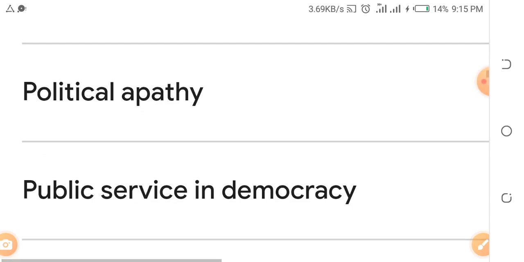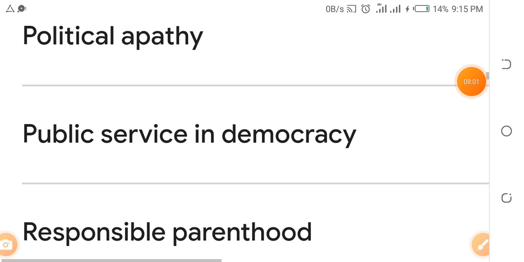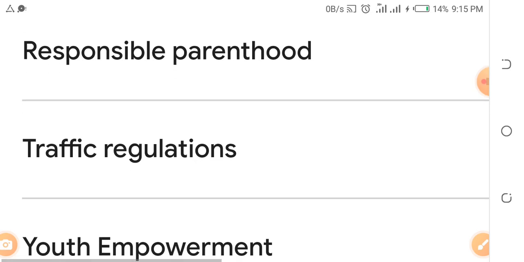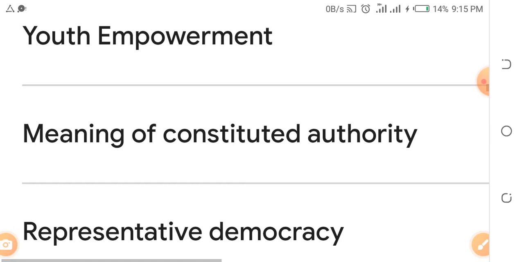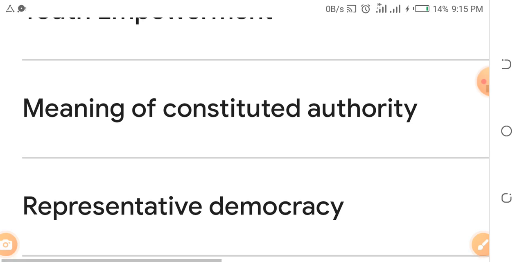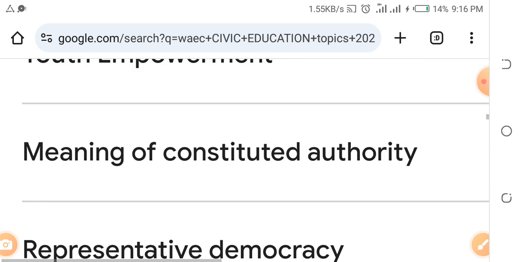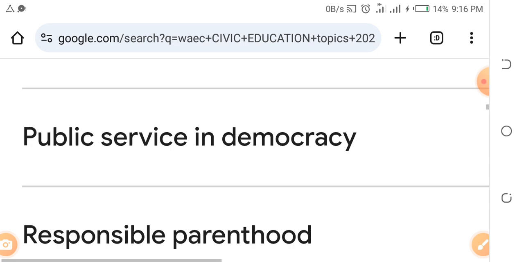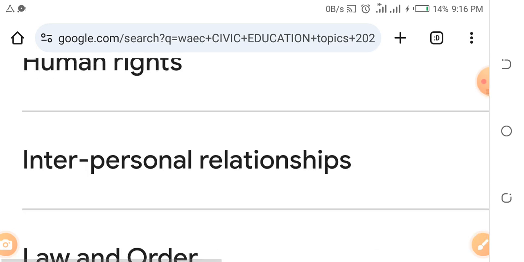Then study public service in democracy. Then study, these are topics, responsible parenthood. Then study traffic regulations. Then study youth empowerment. Study meaning of constituted authority. And study representative democracy. Study values. I've given you about 18 topics to focus on. Even if you are not able to read up all of them, at least pick six or about half of it and read up everything. Prepare yourself, go back, revise and all the rest.